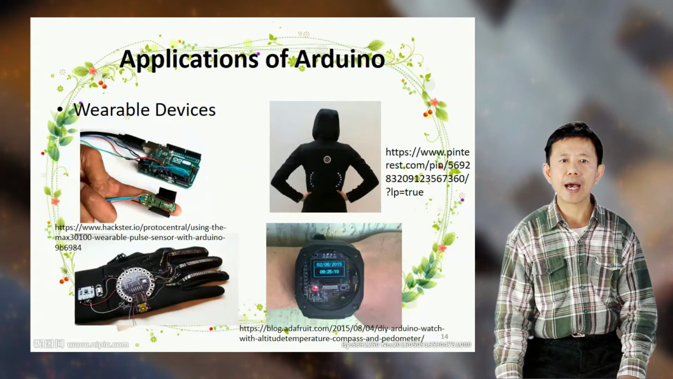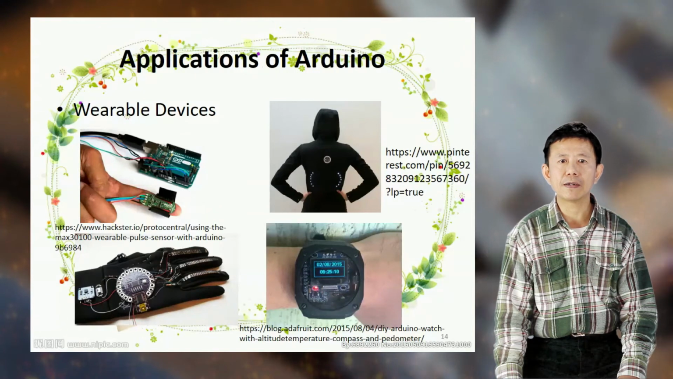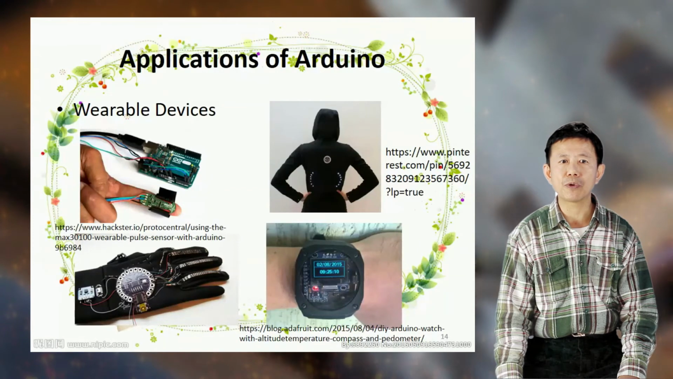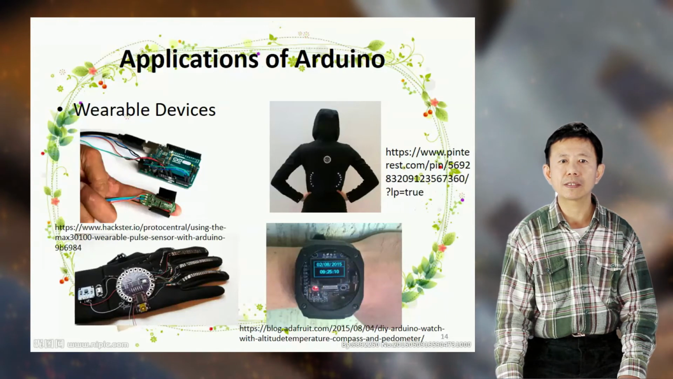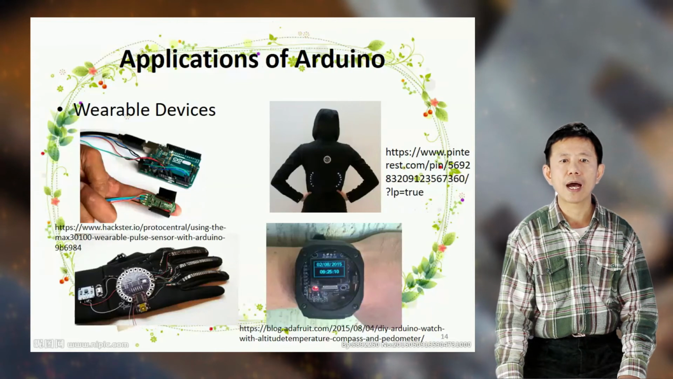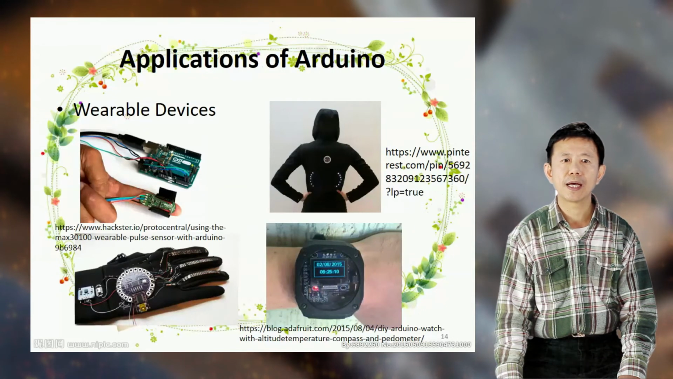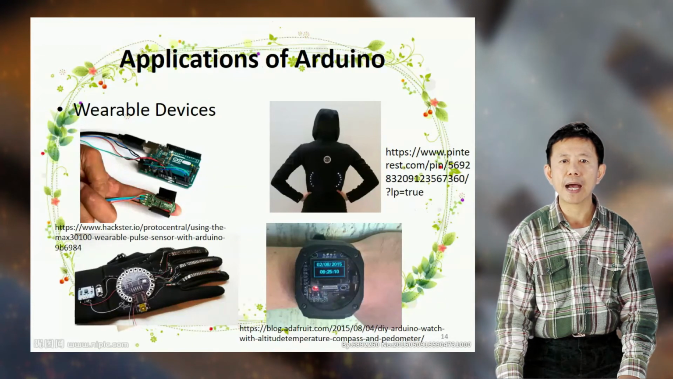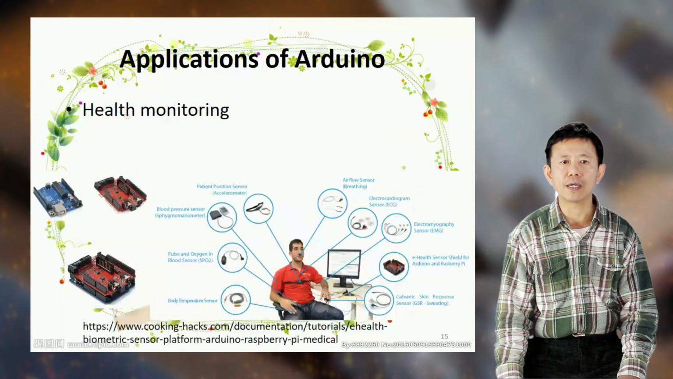In this slide, we have some wearable devices. The one in the upper left is a wearable pulse sensor with Arduino, and the Arduino watch in the bottom right integrates function of altitude, temperature, compass, and pedometer. Meanwhile, the LilyPad wearable can be shown on coats and gloves. The LilyPad has notable features that it is sewable and washable. In the top right shows a bike jacket with LED turn signal using DigiPay Arduino.